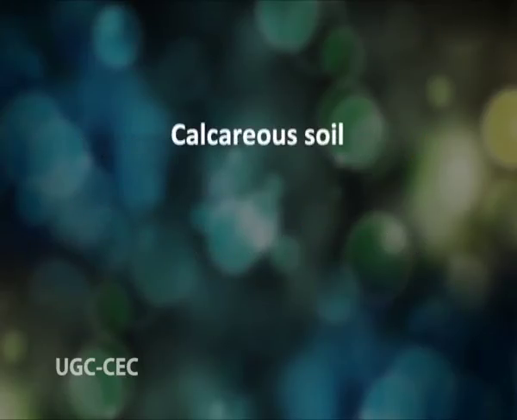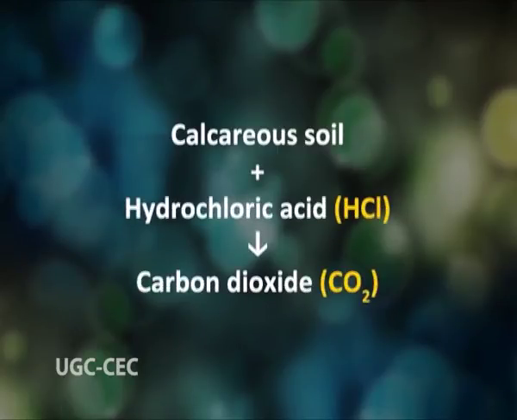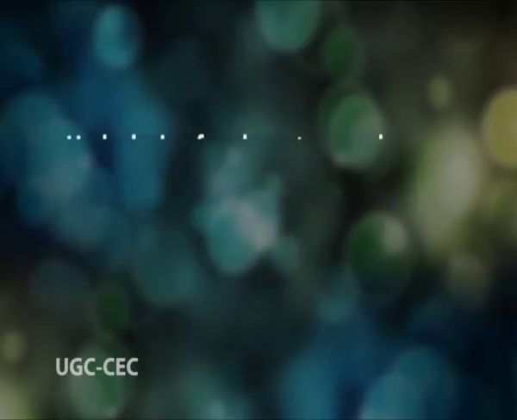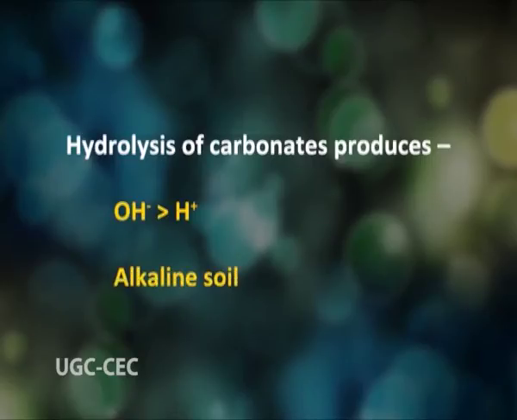When calcareous soil is treated with dilute hydrochloric acid, carbon dioxide is produced and escapes as a gas. Hydrolysis of carbonates produces an excess of hydroxyl relative to hydrogen ions to produce alkaline soil. The hydrolysis of calcium carbonate is sufficient to account for a pH as high as 8.3. If the soil contains sodium carbonate that is more soluble than calcium carbonate, there is greater hydrolysis and production of hydroxyl and the pH may go as high as about 10.